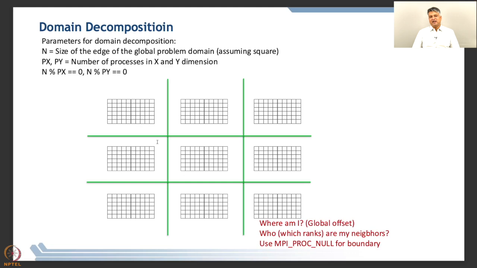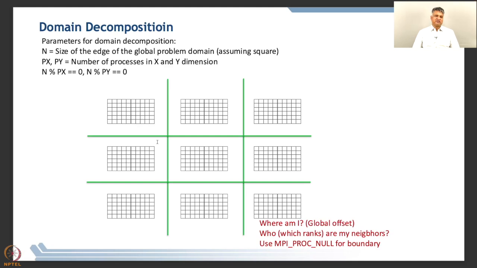Let us assume that we have a total of px number of processes in the x dimension and py number of processes in the y dimension. So the total number of processes that I have is px into py. That is the total number of computing cores or distinct machines that I have access to. Now I am also hoping that if I take n, the size of the global problem, and divide it by px, the remainder is 0. Or if I take n and divide it by py, the remainder there also is 0.